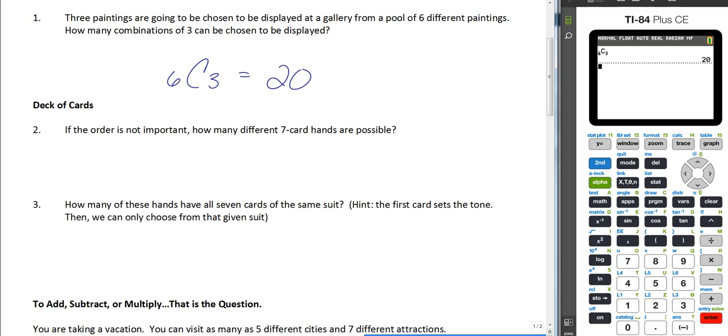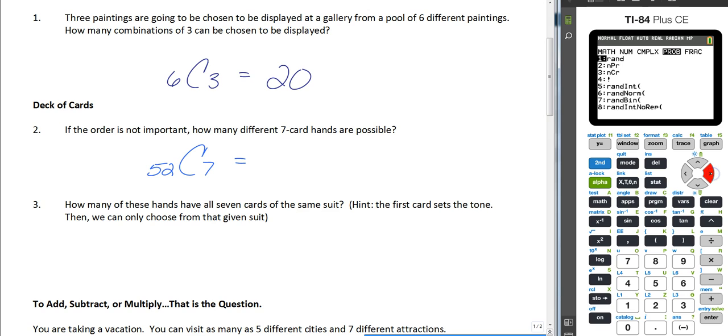So here's the thing. When you're playing poker, and it's a 7-card hand, you have 52 card choices, and you're only going to choose 7. So we should expect a pretty big number here. Again, it's math, slide over to probability, and it's number 3. So we have 52 cards possible to choose from, and we're going to pick 7. And we got a pretty big number.